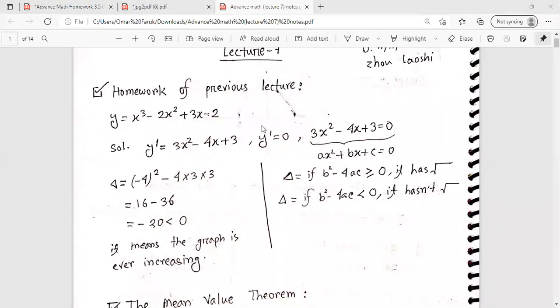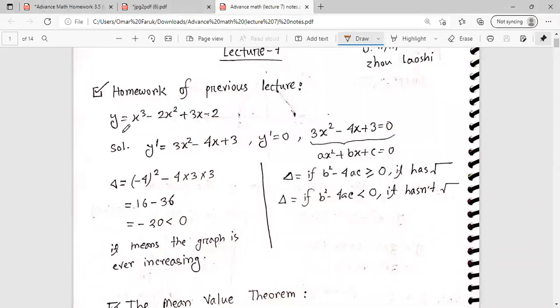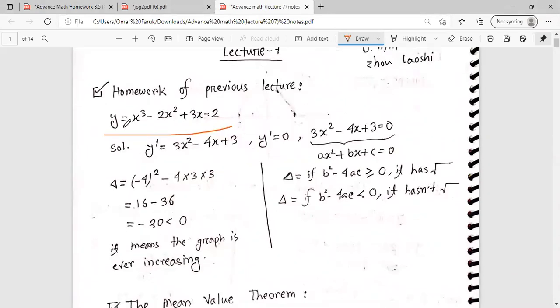So guys, can you see here? We had a previous homework. It was y equal to x cube minus 6x squared plus 3x minus 2. So the derivative of this function is 3x squared minus 4x plus 3. And according to our formula, we write down the derivative of y equal to 0.